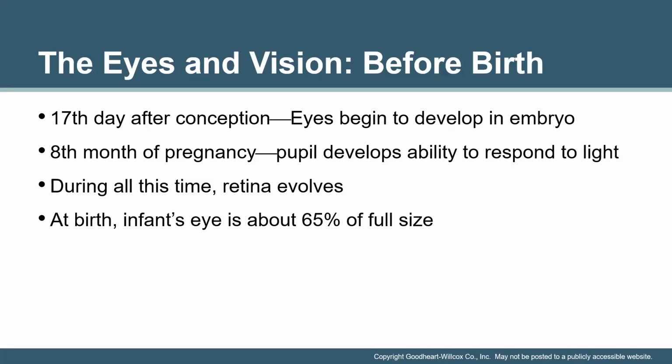At birth, the infant's eye is about 65% of its full size, and this will continue to grow and change. Eye movements will be uncoordinated. Full color vision will occur between 5 and 7 months old. And visual acuity and what we call stereoscopic vision will continue to improve until they're about a month and a half old. So yes, things are functional, but as we know, we just continue to develop when we get here.